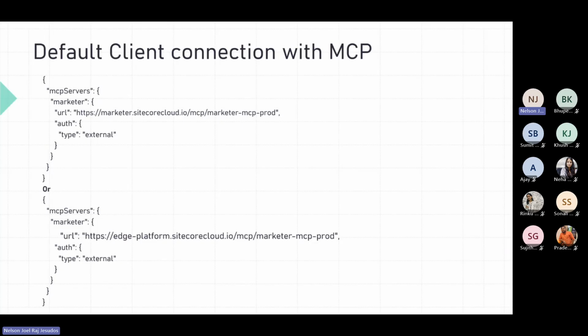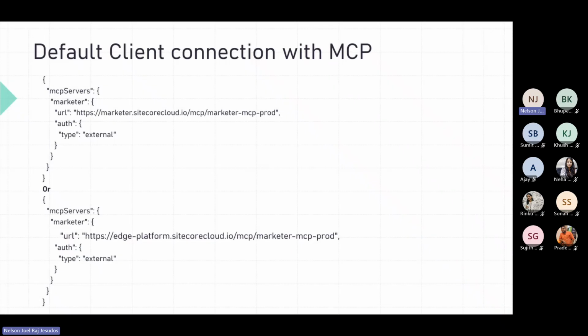Now let's see the Sitecore-provided Marketer MCP URL. You could see we have two URLs at the moment: marketer.sitecorecloud.io and edgeplatforms.sitecorecloud.io. The first one is basically the latest one. The one below, edge-platform, is going to be deprecated soon. This was introduced first, and based on recent changes Sitecore has provided the latest endpoint, but the below endpoint will soon be deprecated. For this demo, I'm still using the below one. It is still working, so we don't have any problem.